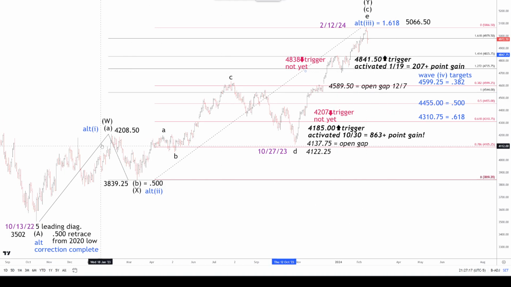Okay, so we got a completed 5-wave rise from the October 2022 low, or the WXY pattern complete. Either way, the market needs to retrace this rise. You can see our targets here are 45.99 and a quarter, 44.50 even, and 43.10.75. That's on the ES daily chart.